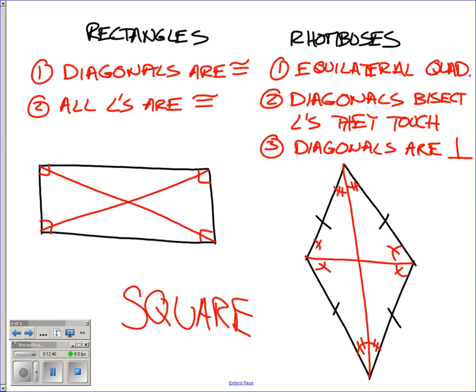We also have some special quadrilaterals that are not parallelograms, and that's in section 5. These are trapezoids and kites. Let's take a look at the trapezoids first.